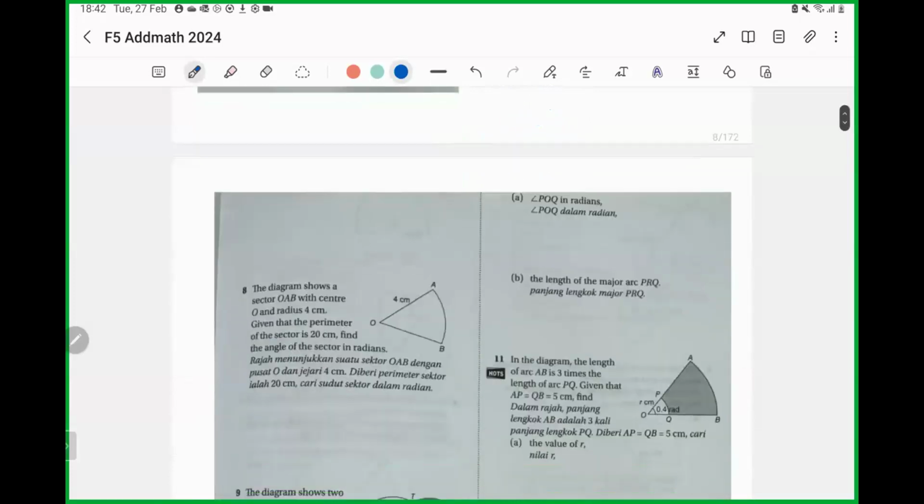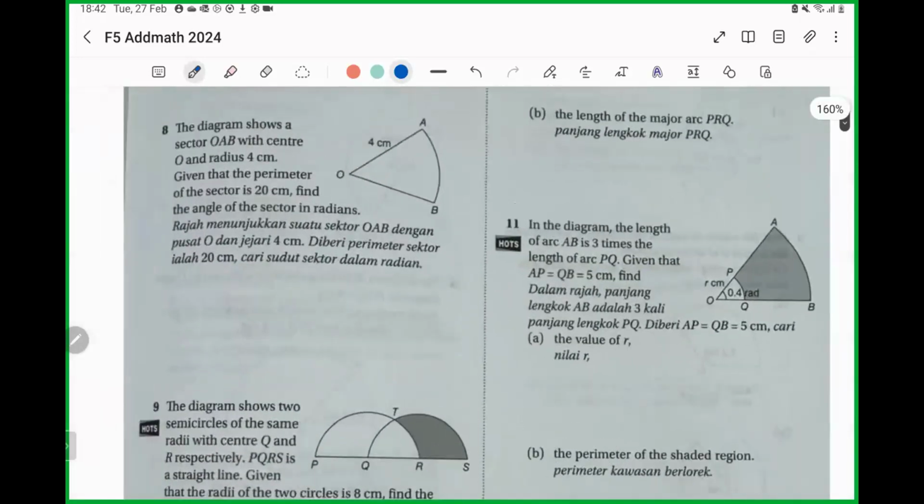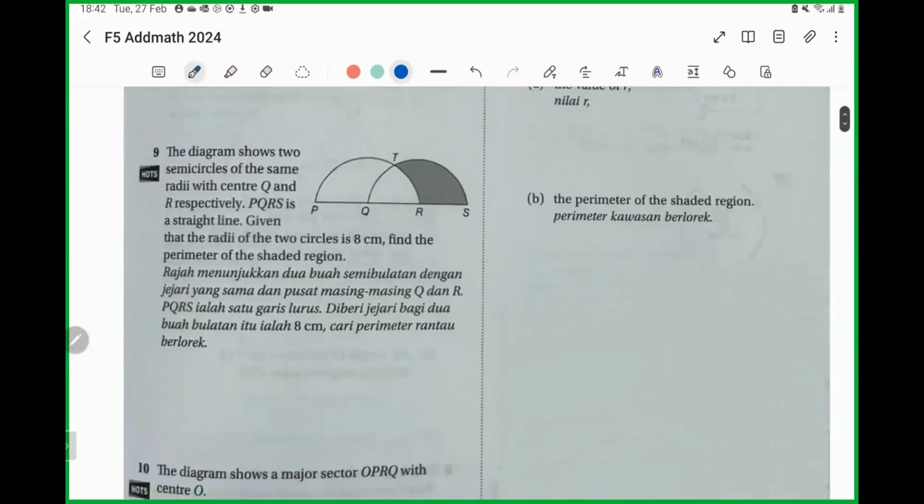Then question number 8 here, the answer is 3 radian. The theta equals 3 radian, this theta. Okay, and then next one, question number 9 here, the answer is 33.13 cm.